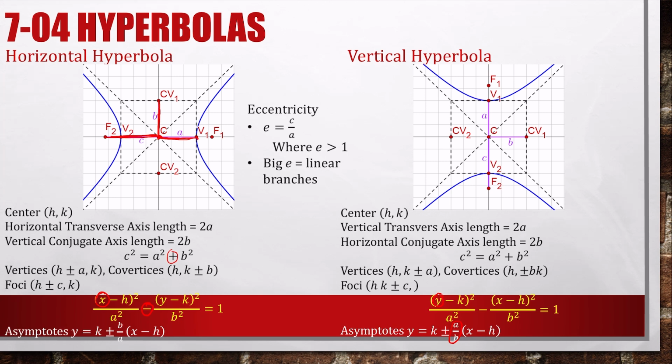The eccentricity of a hyperbola is still c divided by a, but for a hyperbola it is greater than 1. And the bigger the e, the more linear the branches. Remember, for an ellipse, e was between 0 and 1. And if you're curious, when e equals 1, it's a parabola.